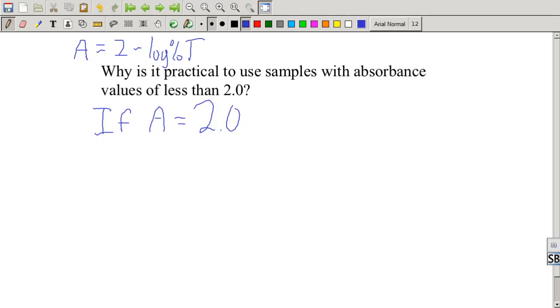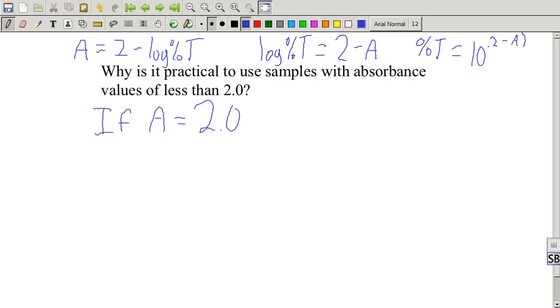What are we going to do here? We can say this. Let's add log percent T to both sides, and let's subtract absorbance from both sides. So if we do that, we get log percent T is equal to 2 minus A. Okay, now how do we get rid of that log term? So my percent transmittance is going to be 10 raised to the 2 minus A power.